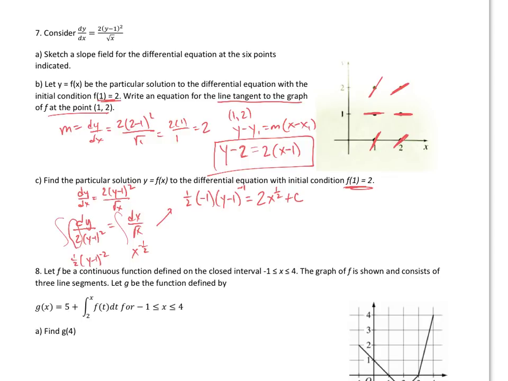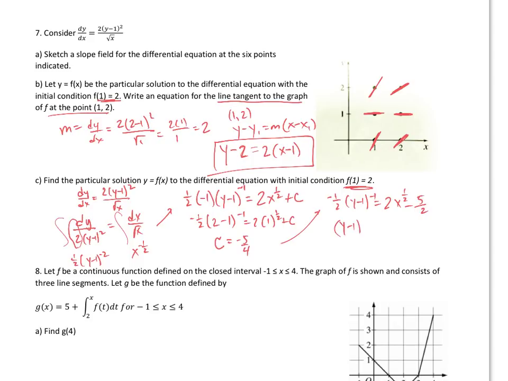At this point, let's plug in our initial condition. So we end up with negative 1/2, and in our initial condition, x is 1 and y is 2, so 2 minus 1 to the negative 1 power equals 2 times 1 to the 1/2 plus c. At this point we can solve for c, and we get c is going to be negative 5/4. So let's plug that in and finish solving. We have negative 1/2 y minus 1 to the negative 1 equals 2x to the 1/2 minus 5/2.